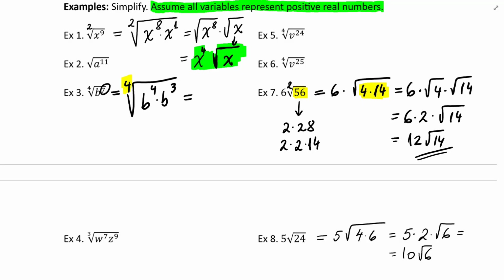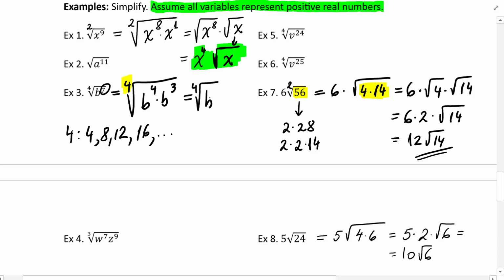So multiples of 4 would be 4, 8, 12, 16, and so on. So out of all these numbers, the number that is a multiple of 4 and is included in the 7, or is less than 7, is going to be 4. So I'm going to separate now into 4th root of b to the 4 times 4th root of b to the 3rd.